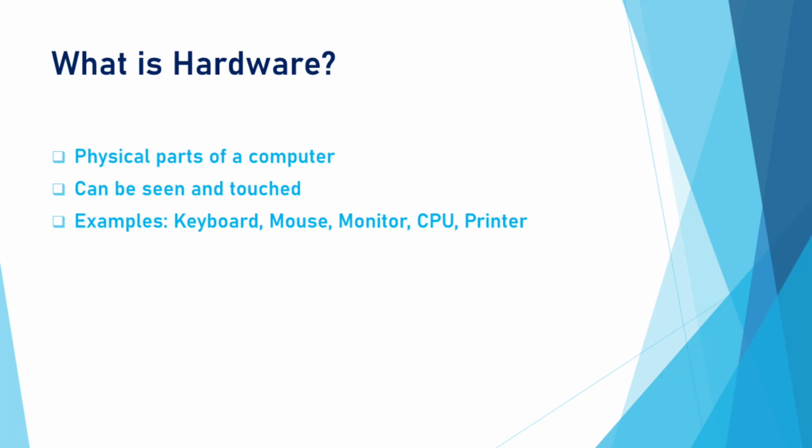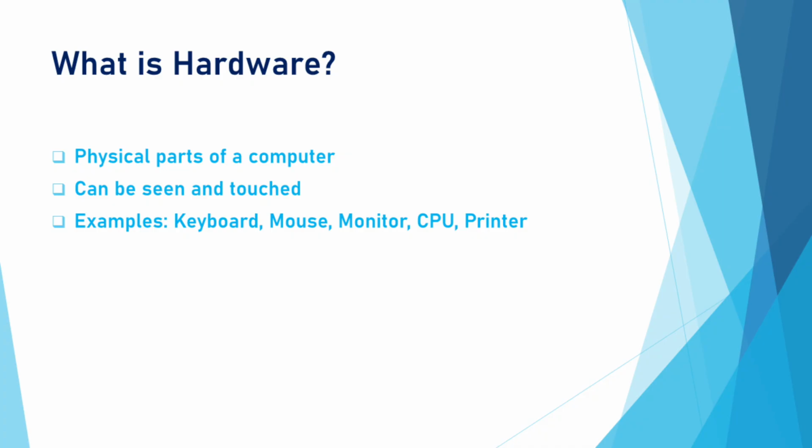Think about your laptop now. The screen you are looking at is hardware. The keyboard you type on is hardware. Even the tiny electronic parts inside the computer are hardware. Hardware performs the actual physical work, but by itself, it cannot do anything. It needs instructions, and those instructions come from software.